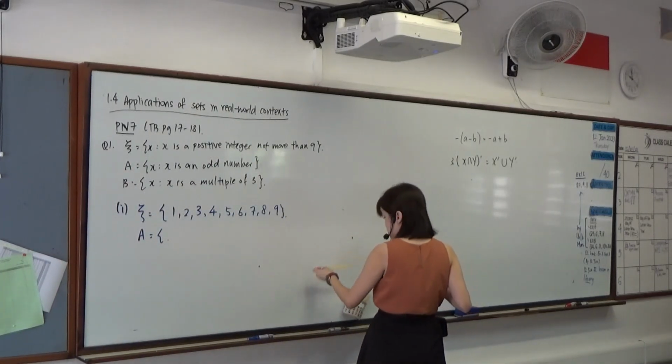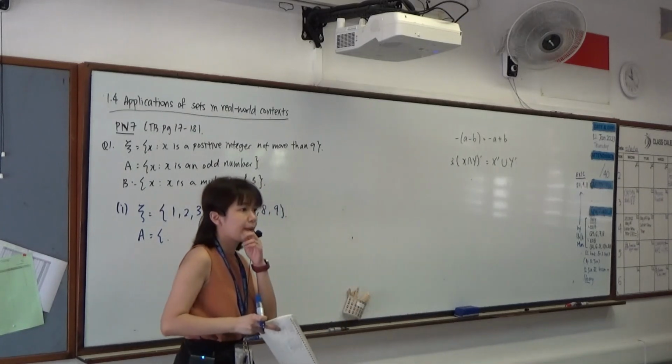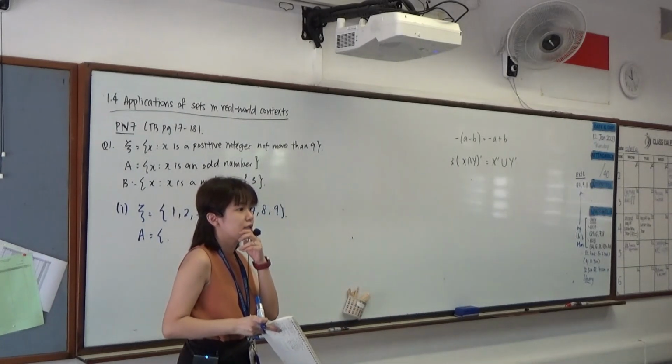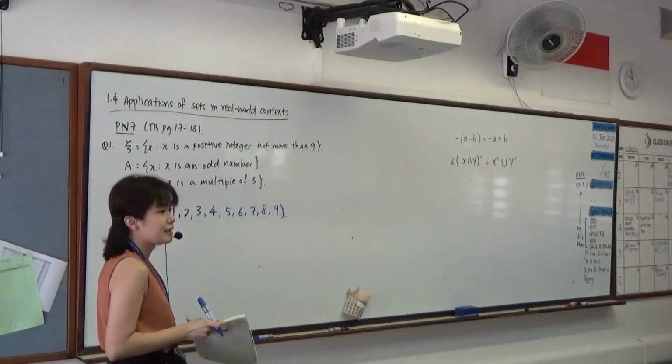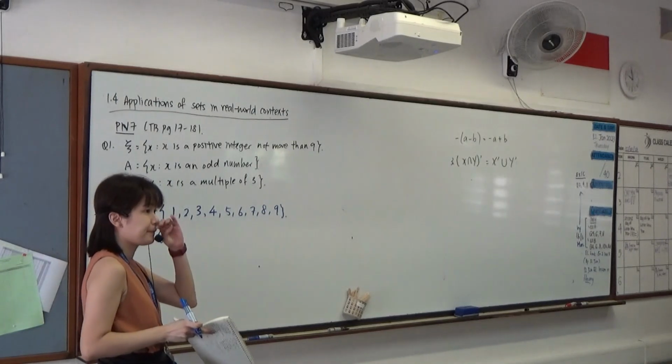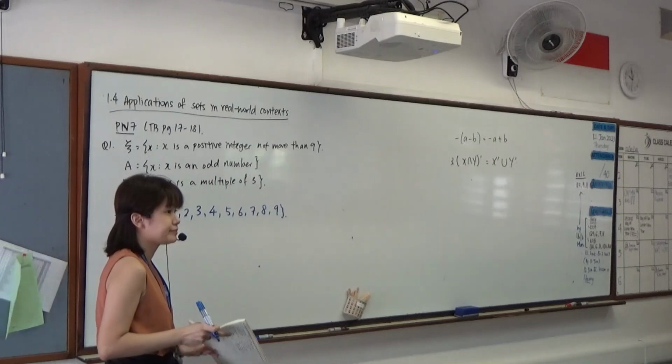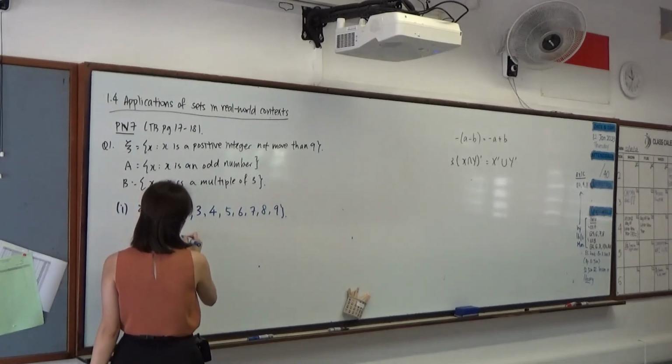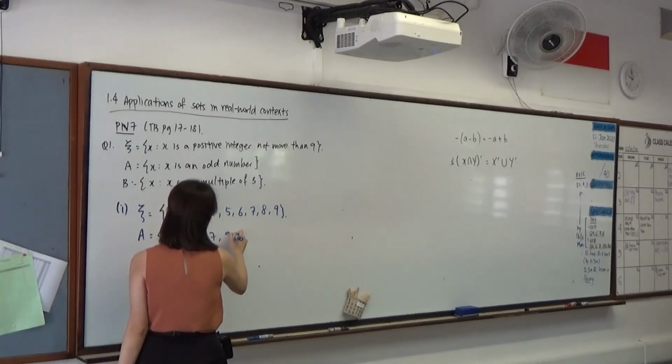Let's find another one. Josh. Where's Josh? Oh, sorry. What are the elements in A? 1, 3, 5, 7, and 9. Great.